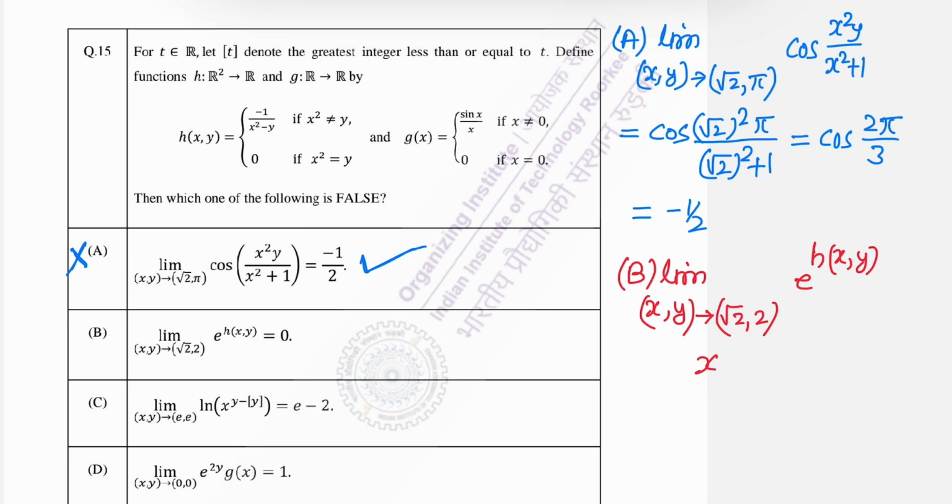One second, I show you. Here x tends to root 2, here y tends to 2. This means that x square tends to 2 and y tends to 2. Okay, but this tending may be equal, I mean x square may be equal to y or may not be equal to y.